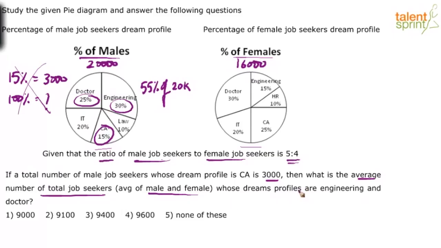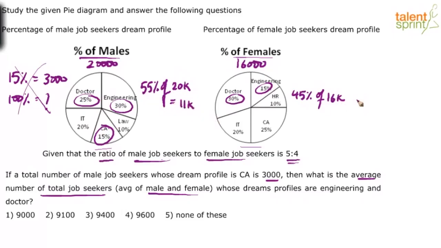Same profiles, engineering and doctor in females. So 15% and 30%. How much is this? 45%, right? 45% of what? 16,000. 45% of 16,000. So find out this value, then this one, and take the average of those two. As simple as that. Now what is 55% of 20,000? 50% plus 5%. So that will be 11,000, right? This is equal to 11,000.